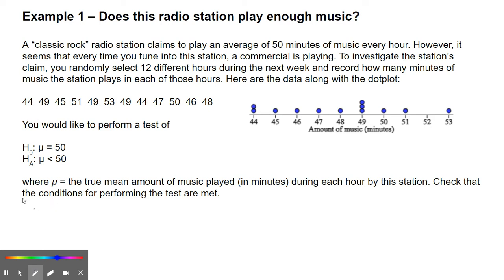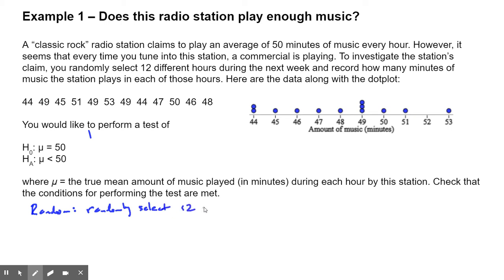All right, so the first condition is the random condition. And it says you randomly select 12 different hours during the next week. There you go. So there is your random condition being met.